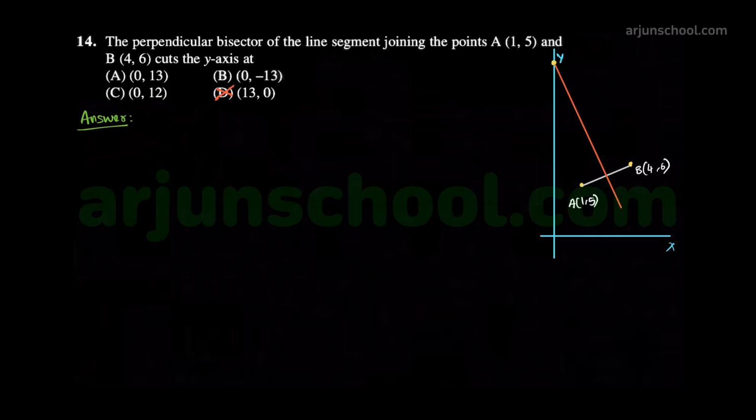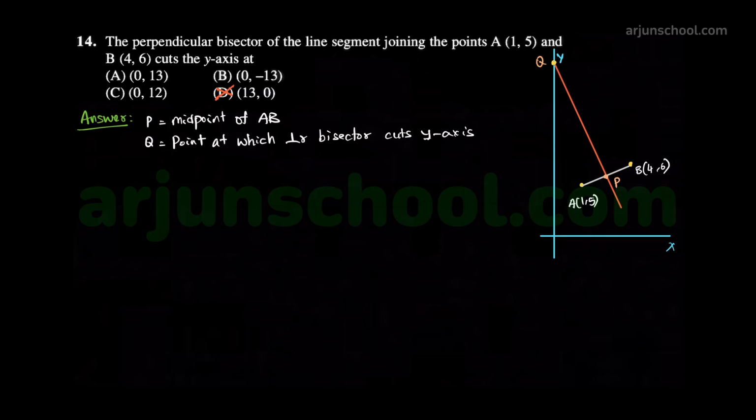Let the midpoint of the line segment AB be P and the point where the perpendicular bisector cuts the y-axis be Q. P is the midpoint of AB. Q is the point at which the perpendicular bisector cuts the y-axis. Q is the point that we need to find, which is equal to one of the options. We know that AB is perpendicular to PQ. That implies the product of the slopes, slope of AB times slope of PQ, is equal to minus 1.